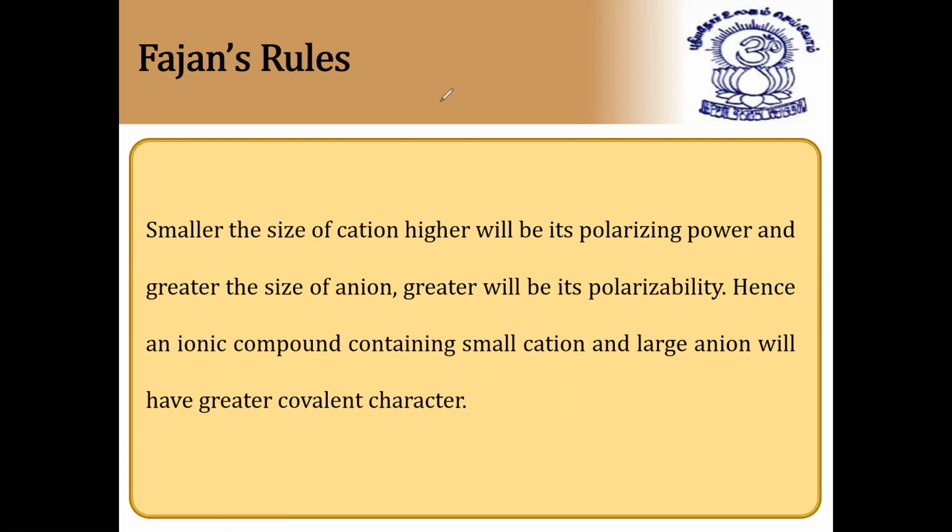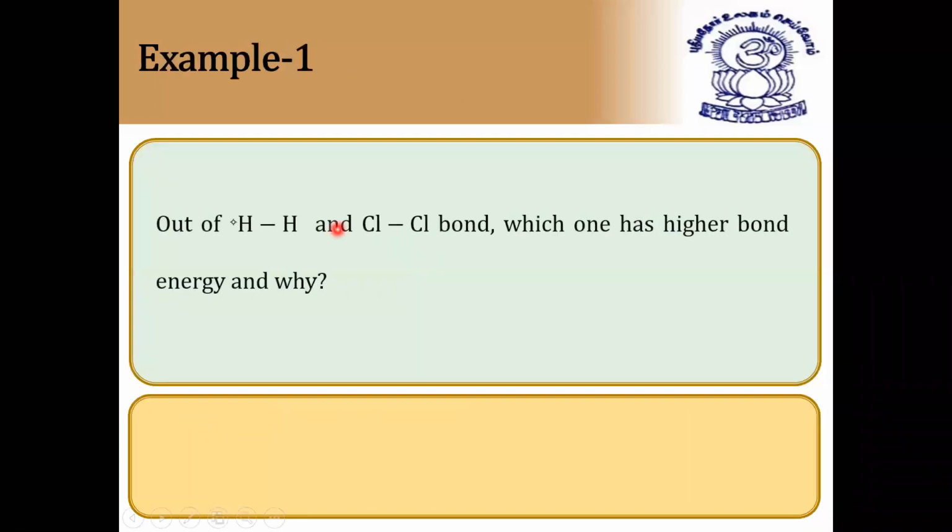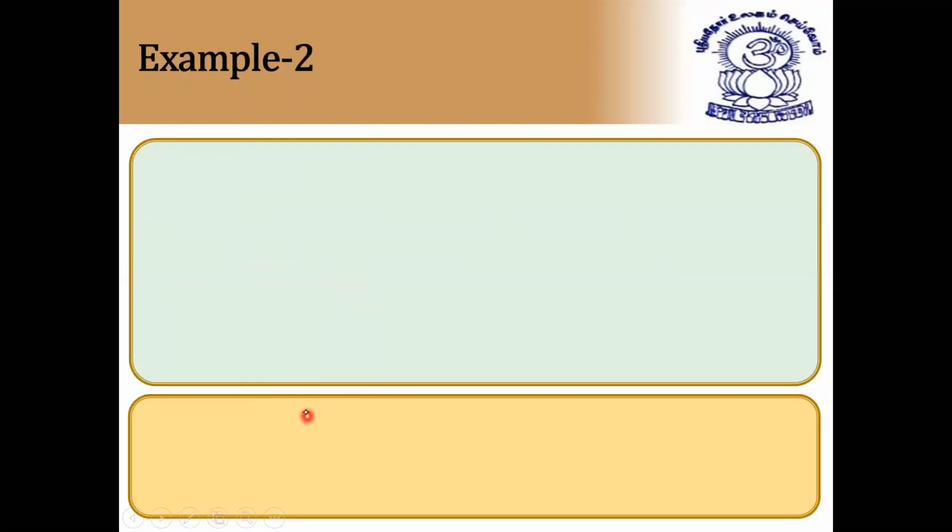Next. Out of the H-H and Cl-Cl bonds, which one has higher bond energy and why? See, I already told you, both are single covalent bonds, but this is hydrogen with a lower atomic number and chlorine with a higher atomic number. Since the hydrogen atom is very small when compared to chlorine, the hydrogen molecule is very small, so the atoms are very close to each other. As they are close, we require more energy to break that bond. The chlorine atoms are far from each other because the atomic number of chlorine is 17 and that of the other chlorine is also 17. So the answer is the H-H bond. I hope it is clear.